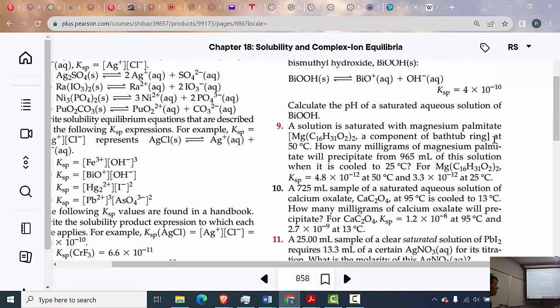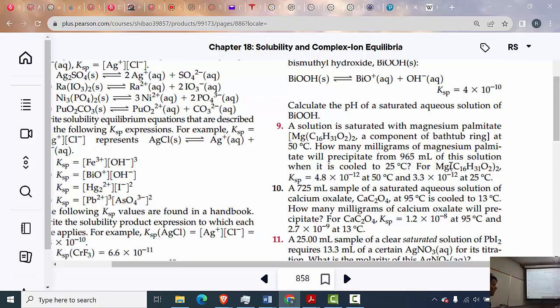The solution is saturated magnesium palmitate, a component of the bathtub ring, at 50 degrees C. How many milligrams of magnesium palmitate will precipitate from 965 milliliters of the solution when it is cooled to 25 degrees C?